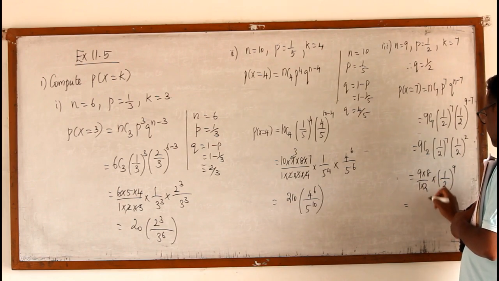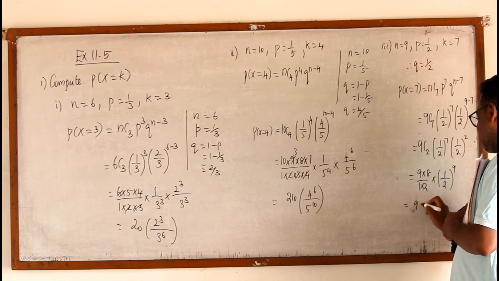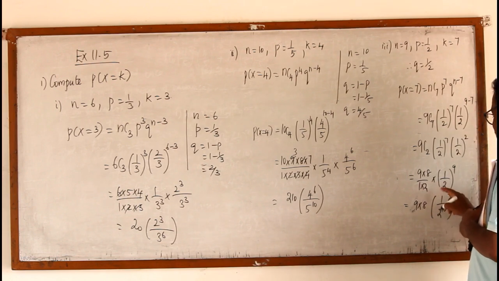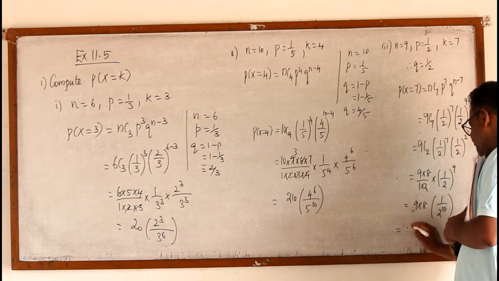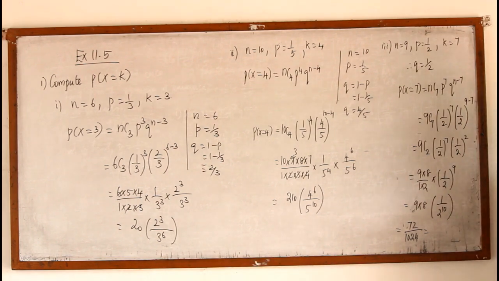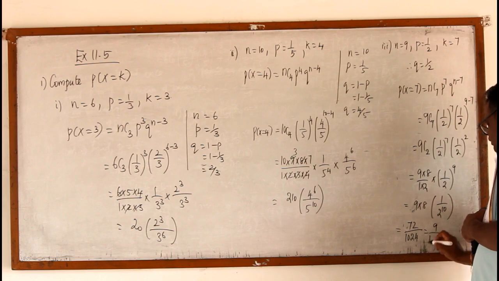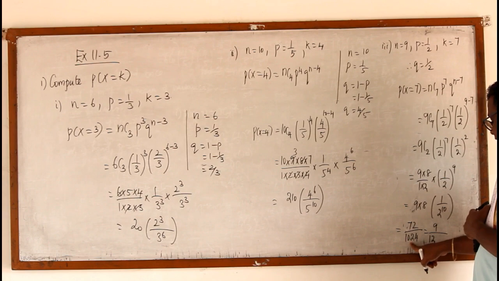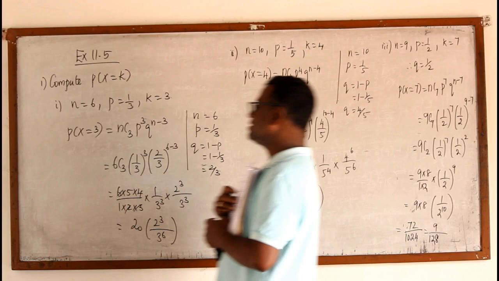So 9 into 8 into 1 by 2 power 10, and these two can be combined. So 9 into 8, 72 by 1024. Or I can cancel by 8: 8 times 1 is 8, remainder 0; 2 times 16 is 32, remainder 64, so 9 by 128. This is how we can do.